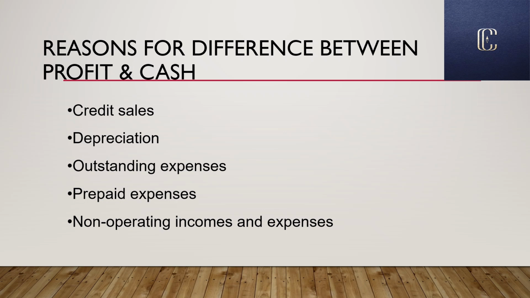There are five main reasons why profit and cash differ. They are credit sales, depreciation, outstanding expenses, prepaid expenses, and non-operating income and expenses. Let's understand each one simply.